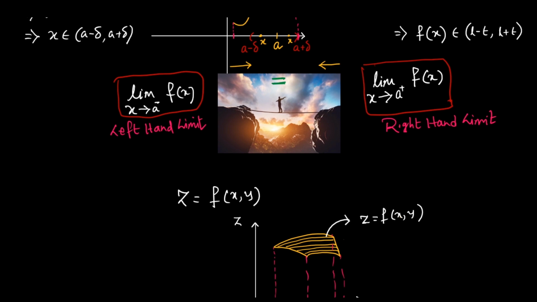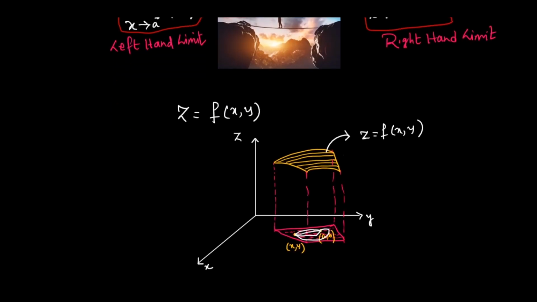But the problem here is you now have an infinite number of paths, means instead of a left hand and a right hand, you now have an infinite number of hands. So the problem is how to check the existence, or how to define the thing in this way.